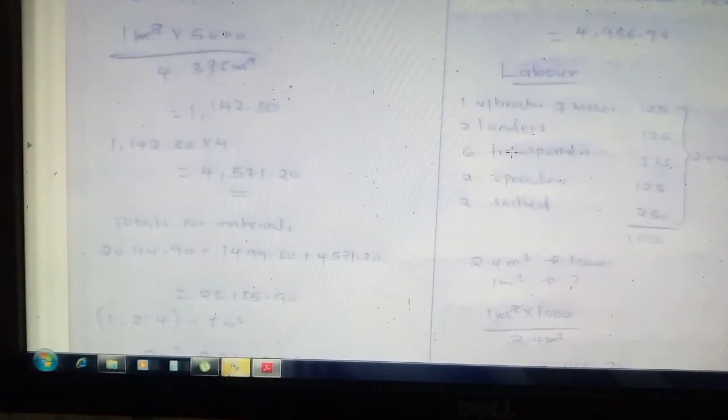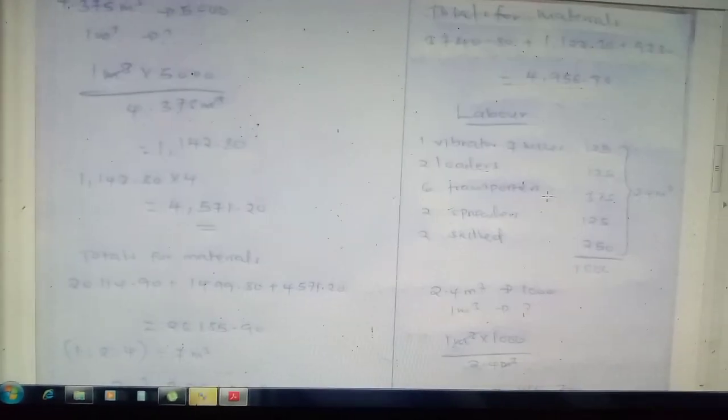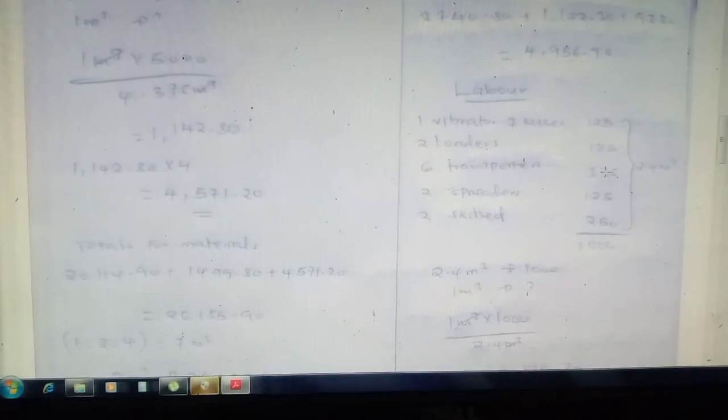Then 6 transporters. Transporters are the people who will use the wheelbarrow, so the people who will take the already mixed concrete to the point of placement. The 6 will be unskilled. You then take 500, divide by 8 hours, then multiply by 6 of them. So 62.5 by 6, you get 375.